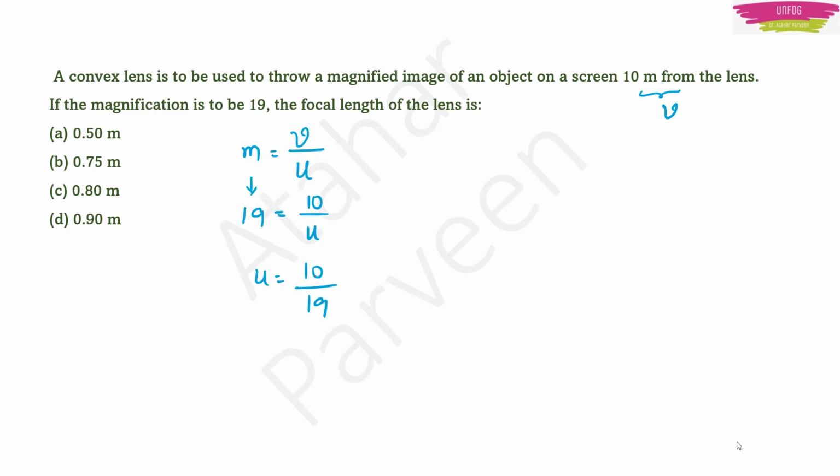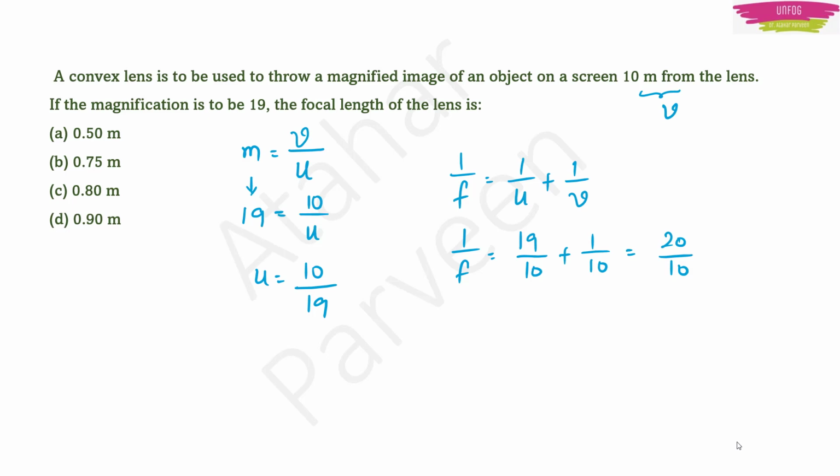With this you can find the magnification, right? Magnification 19 they have given. V is 10 meters, you know. Now you can find the object distance, that is U. That U will become 10 upon 19. Using this you can find the focal length, right? Because we have this lens formula, 1 upon f is equal to 1 upon U plus 1 upon V.